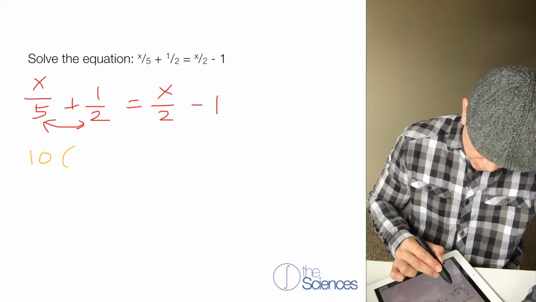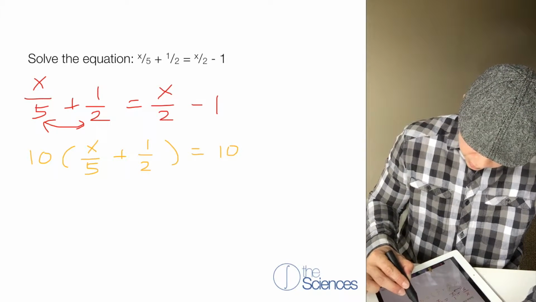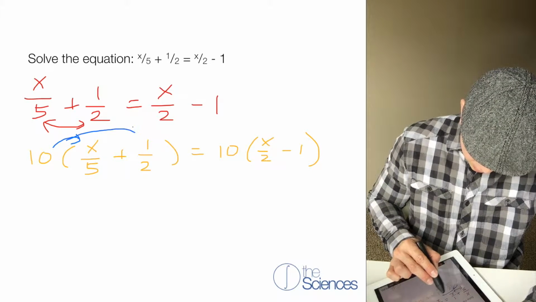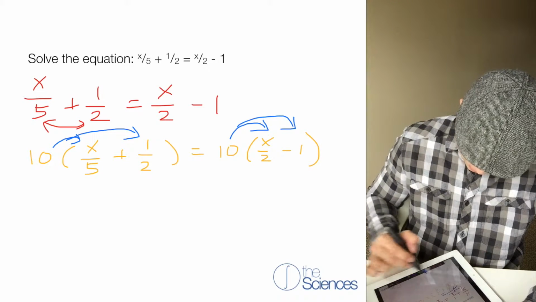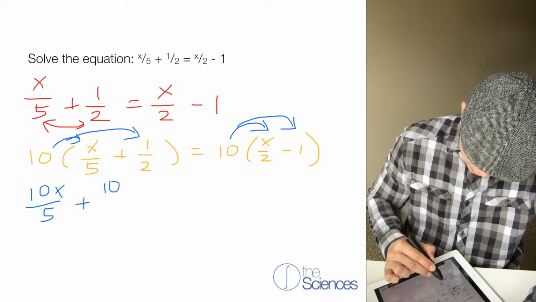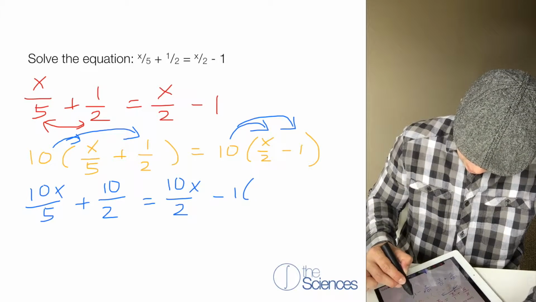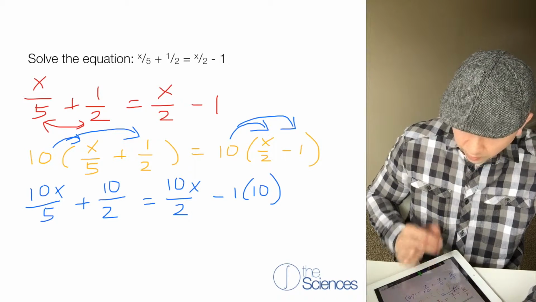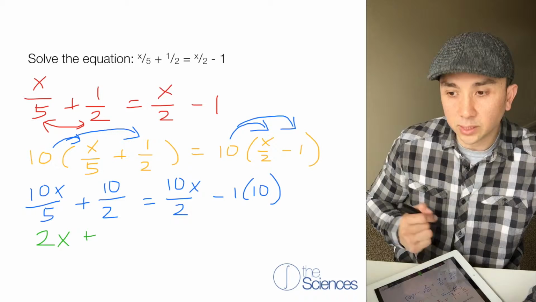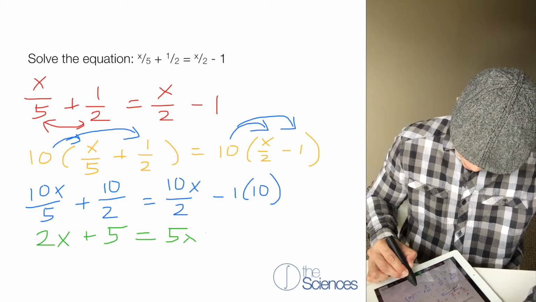So here we're going to have 10 times x over 5 plus 1 over 2 equals 10 times x over 2 minus 1. So now we're just going to distribute 10. So we get 10x over 5 plus 10 over 2 equals 10x over 2 minus 1 times 10. Here 10 divided by 5 is 2, so we get 2x plus 10 divided by 2 is 5, equals, here 10 divided by 2 is 5, so we get 5x minus 10.